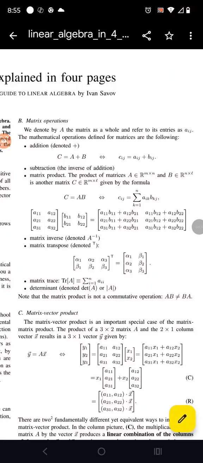The product of matrices A, which is a member of R to the power m times n, and B, which is a member of R to the power n times L, is another matrix C, which is a member of R to the power m times L. So the number of rows of C is the same as the number of rows in A, and the number of columns of C is equal to the number of columns in B.